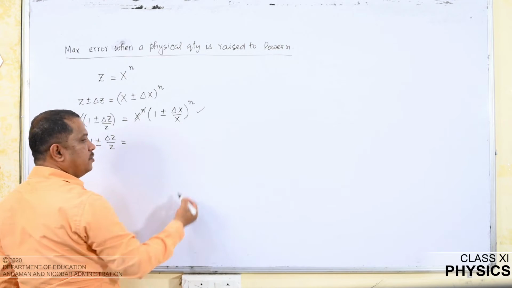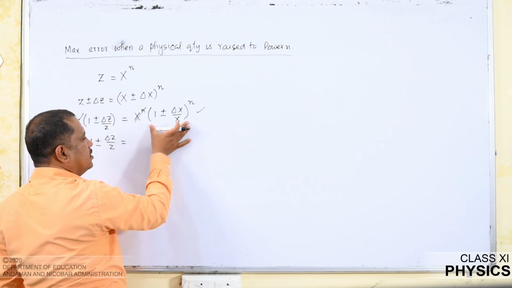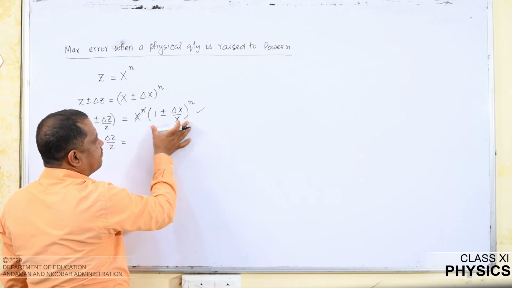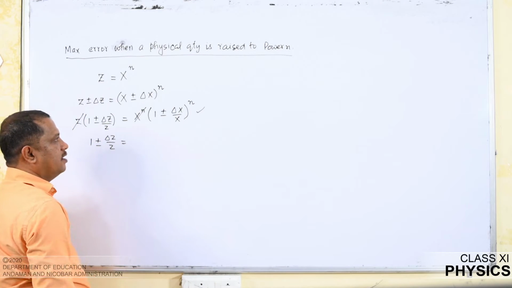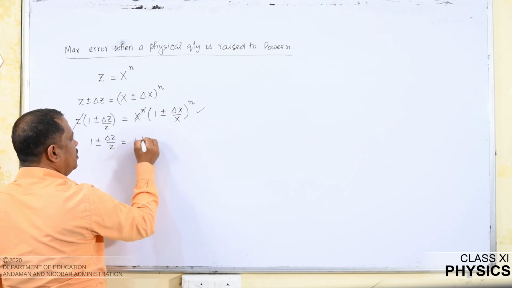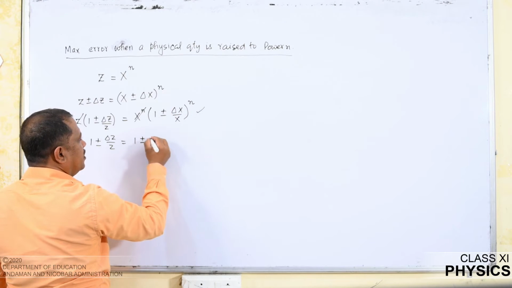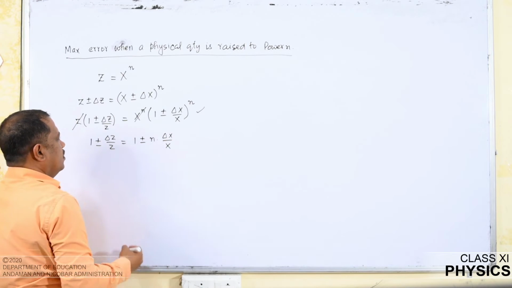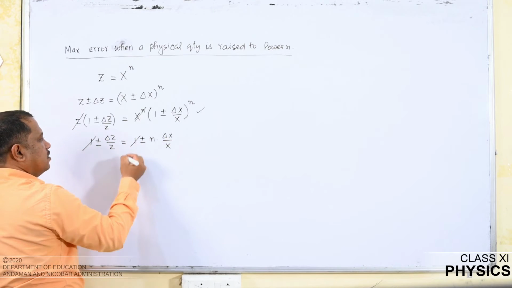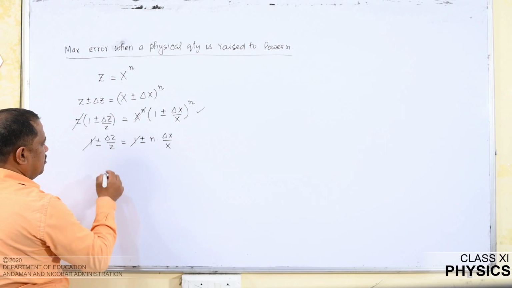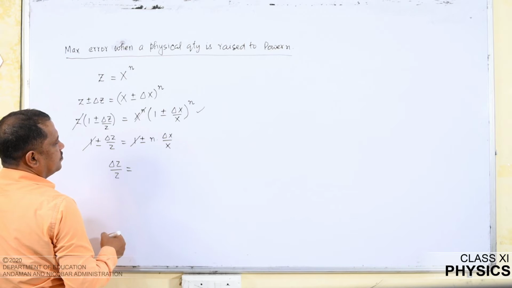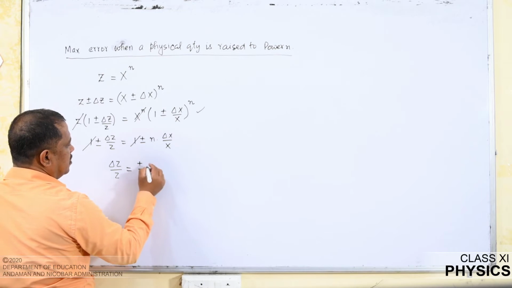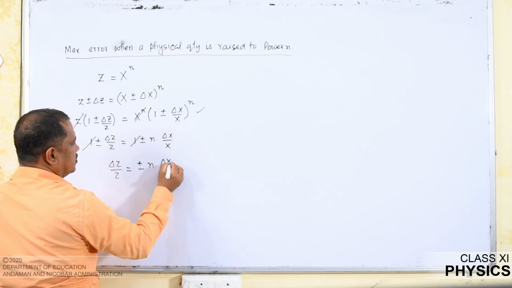So, I can use the binomial theorem to expand this expression. At the same time, the higher order powers can be neglected. So, therefore, I have 1 plus or minus n times delta x by x. Now, I know that this 1 and 1 can be written off. As such, I am left with delta z over z is equal to plus or minus n times delta x over x.